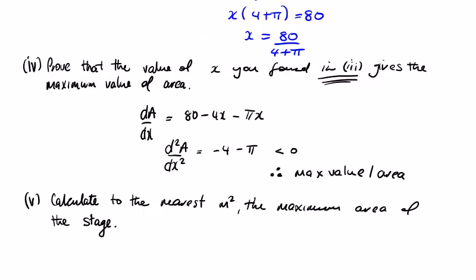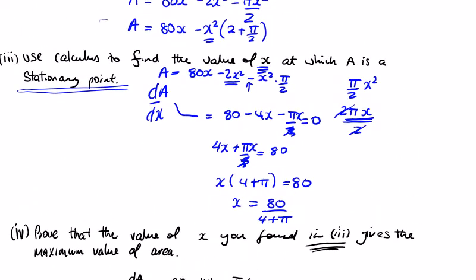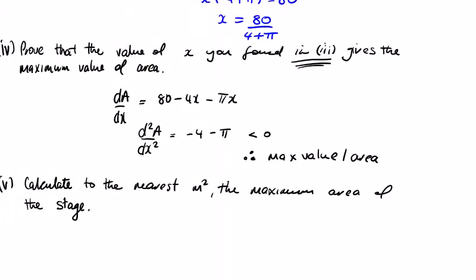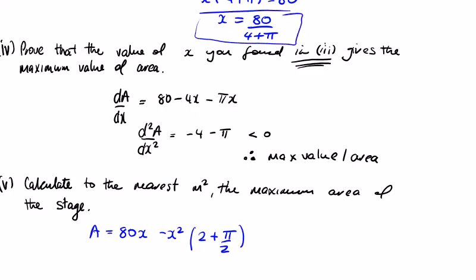Part 5, we're asked to calculate the max area. So we're just going to write that max area down again. You can see what we got here: 80x minus x squared times 2 plus pi over 2. So the area is equal to 80x minus x squared times 2 plus pi over 2. The value we got for x was here, 80 over 4 plus pi.